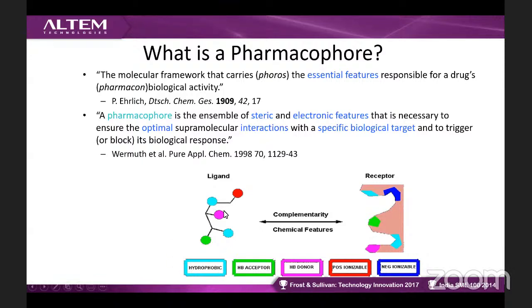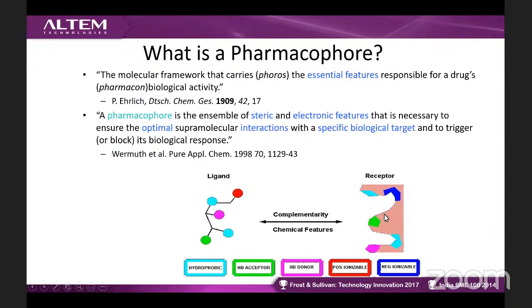So when you have your ligand, in Discovery Studio we have different notations for different pharmacophores. Hydrophobic features are shown in one color, acceptors in green, and donors in pink. If you have a positive ionizable, that will be shown in red, and negative ionizable in blue.